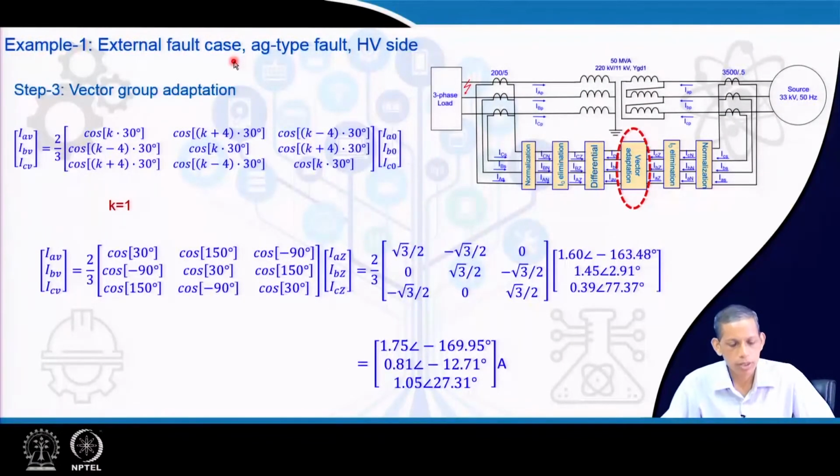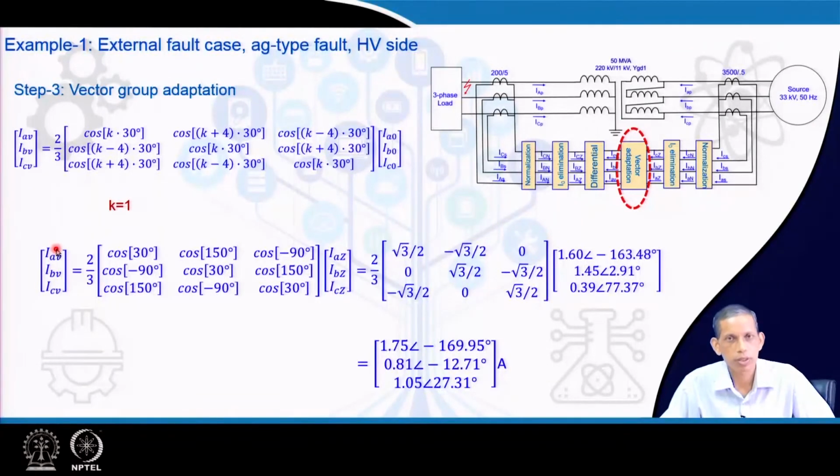Now, for this external fault we go to step 3, that is the vector group adaptation, from the phase angle coincidence perspective. We consider the corresponding matrix with k equals 1 here, because this is a YD1 connection. Substituting the value of k, we get the corresponding angles: cos 30, cos 150, cos minus 90, and so on, for this rotation.